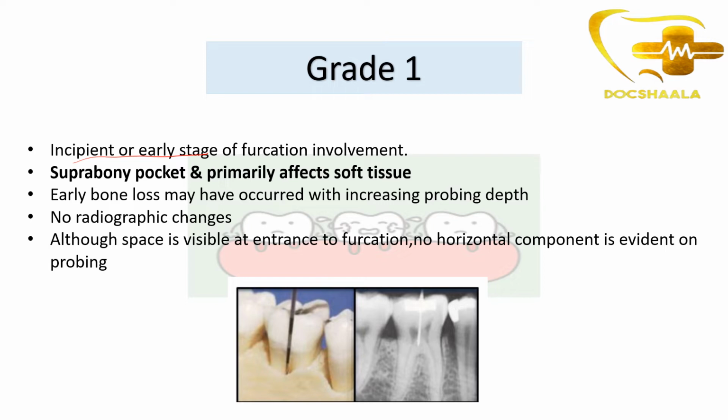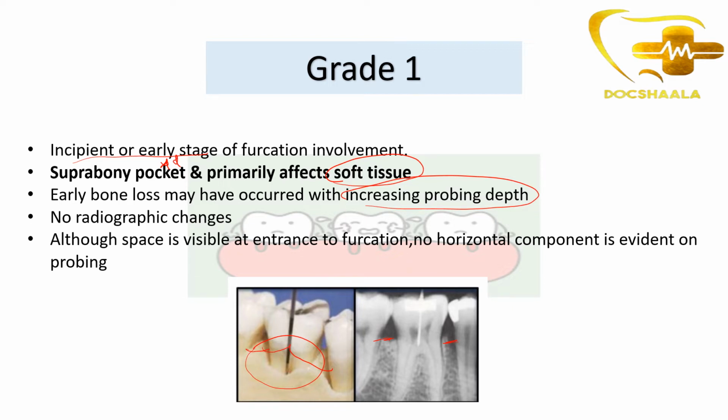It involves a suprabony pocket. So this is important, and it primarily affects the soft tissue. Since it primarily affects the soft tissue, the bone loss may have occurred with increasing probing depth. So here you can see the increased probing depth. Normally the gingiva should be there till here, but mild bone loss has occurred, like horizontal bone loss; you can also appreciate this from the radiograph, right? So that bone loss may be seen with the probe.